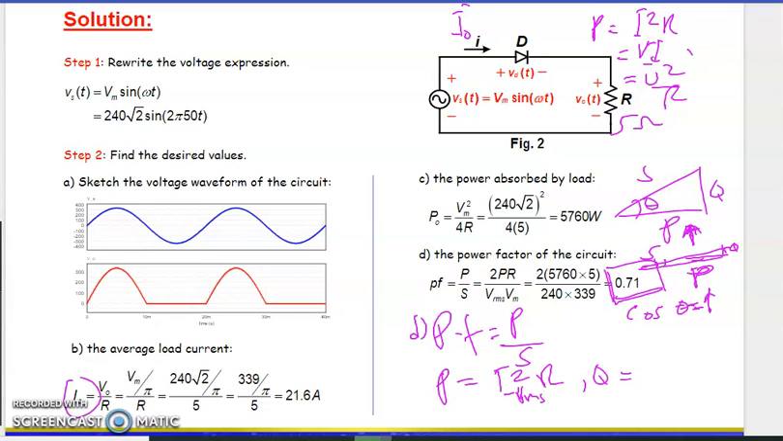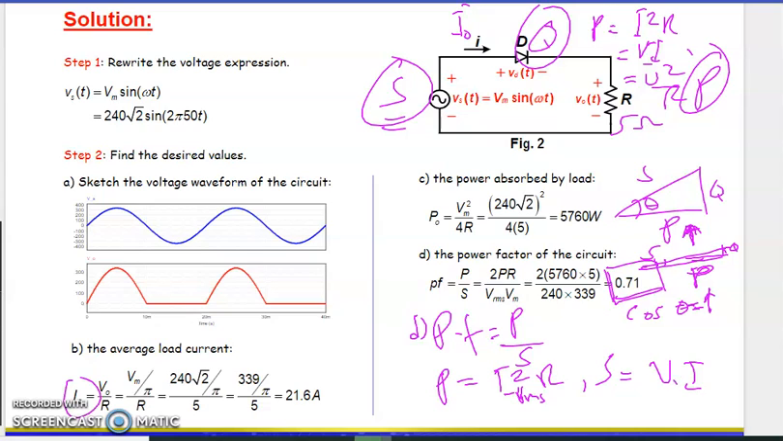Meanwhile, S is equal to VI. So we are comparing the S that is delivered from the source versus the P that is received at the load. Comparing between S, the delivered power, and the received power, supply and receive. Meanwhile, Q is the losses in between.